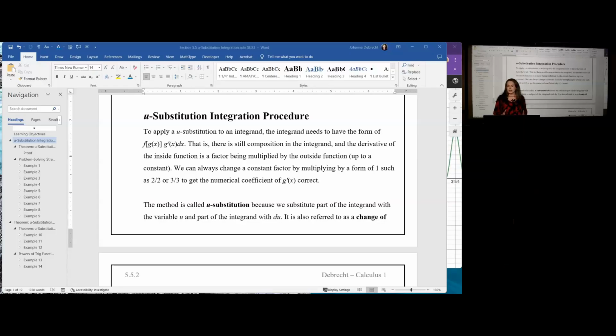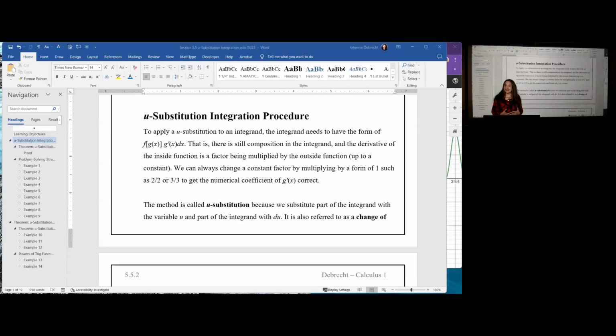So how can we recognize that we need to use u-substitution? In general, what we look for in the integrand is a composed function. Since the derivative of a composed function gives us the derivative of the outside, with the inside still composed inside of it, and then multiplied by the derivative of the inside. So what we're typically looking for is some f of g of x multiplied by the derivative of the inside function, or f of g of x times g prime of x.